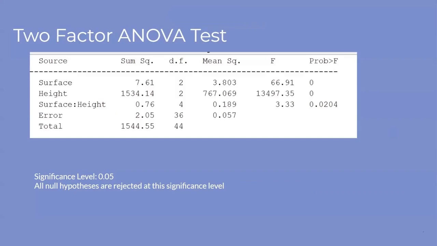So from our 2-factor ANOVA test, we can see that there's an incredibly high significance for both the surface and height qualities. It's actually so high that the F value is reported as 0 in the graphs, and we had to go digging through our MATLAB to find the actual values. And the p-value for the interaction between the two of them is 0.02, which is much less than 0.05. So they also interact in that way.